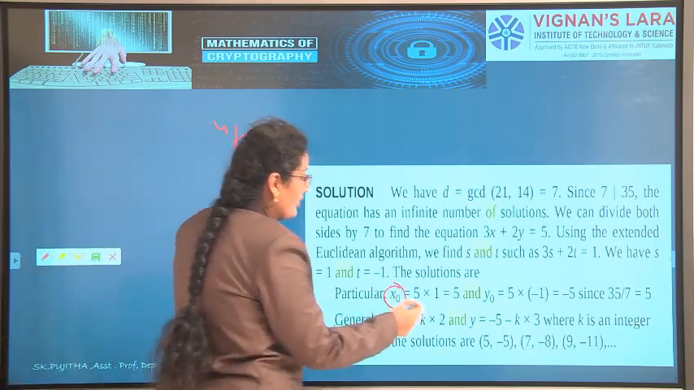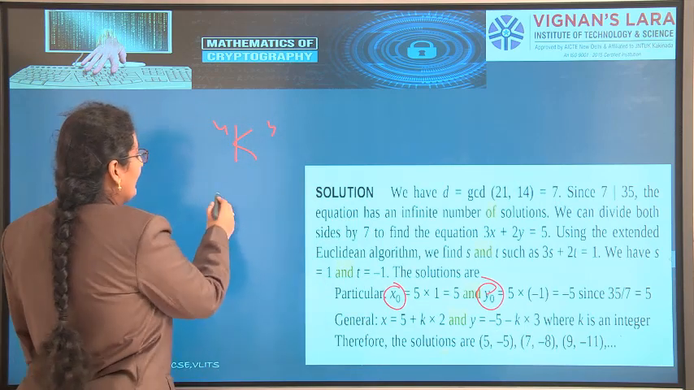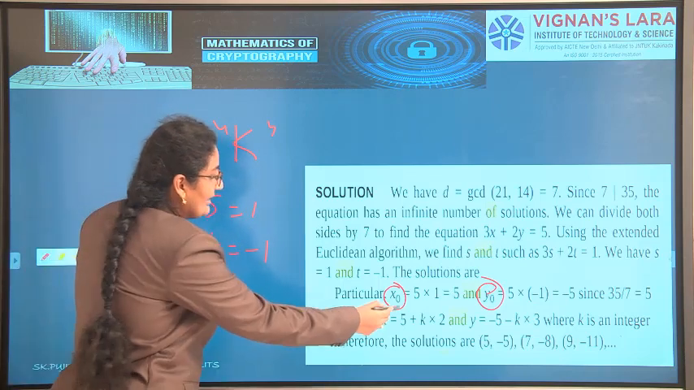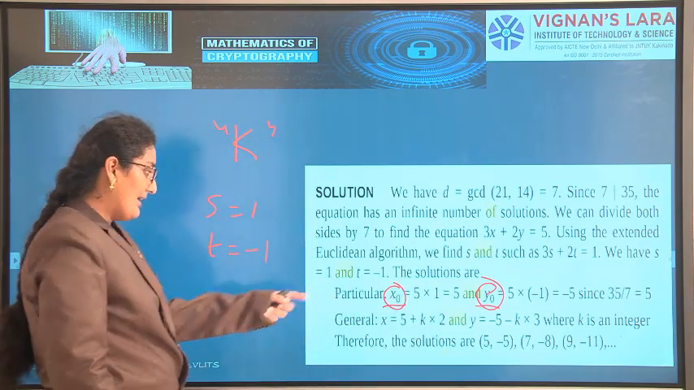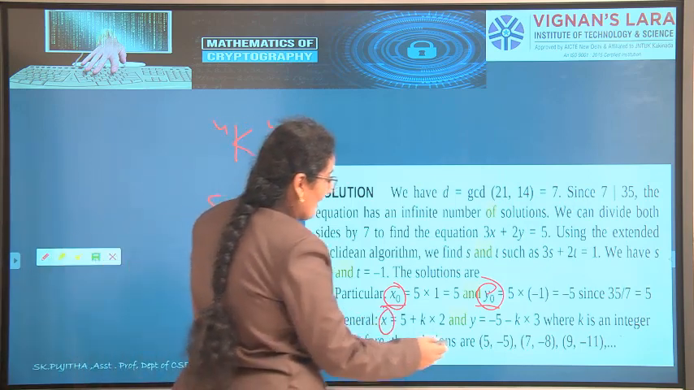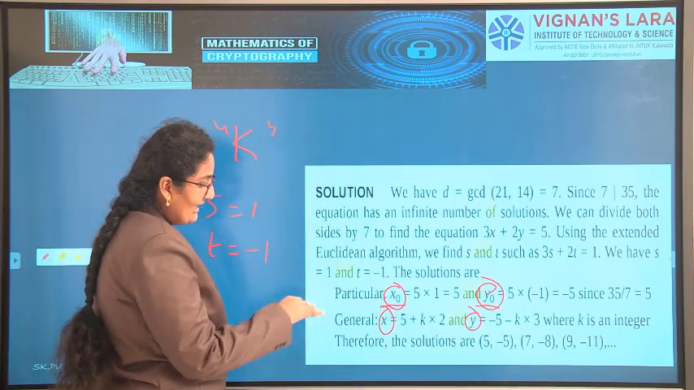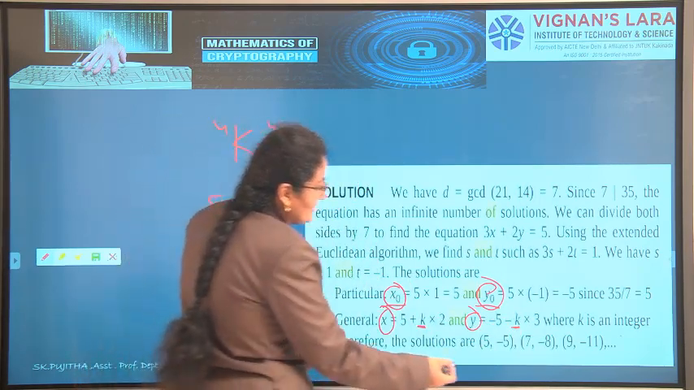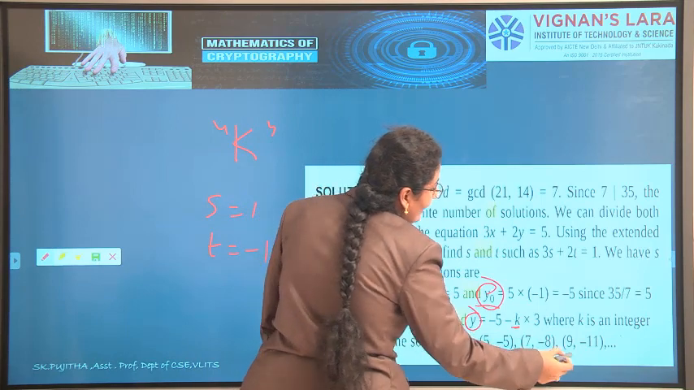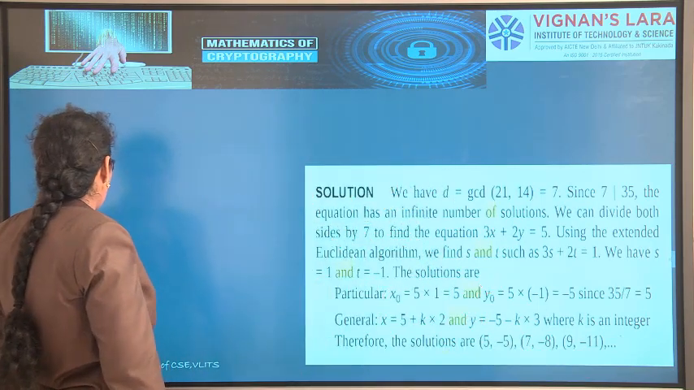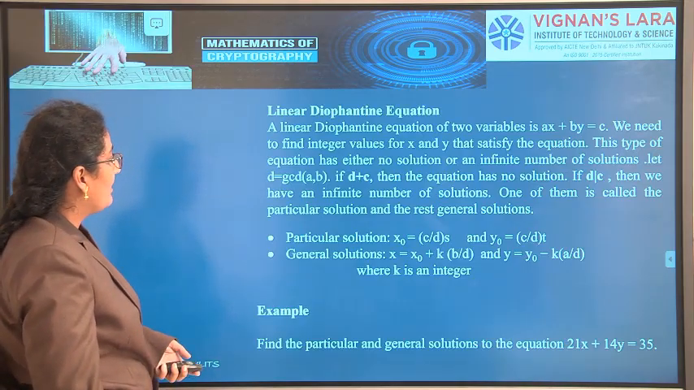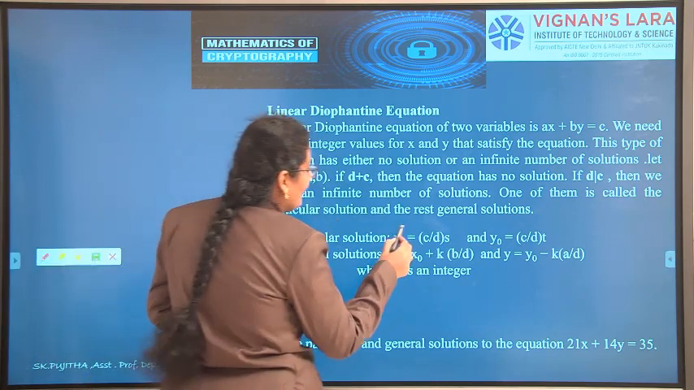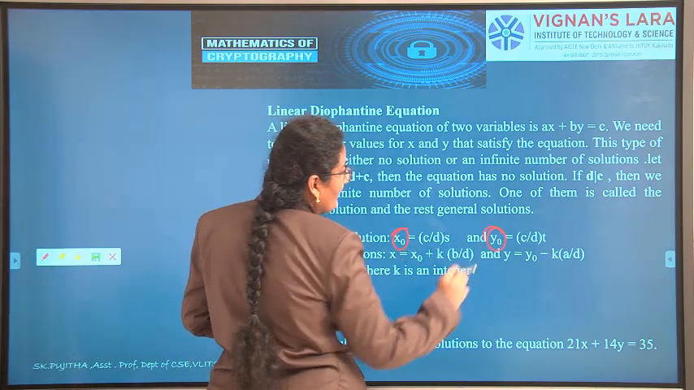So first we will obtain x naught and y naught values by taking s equal to 1 and t equal to minus 1. By using x naught and y naught values, we will calculate x value and y value. While calculating x value and y value, k is not a single value. So the x and y values can be 5 minus 5, 7 minus 8, 9 minus 11, anything. So see here, this is the formula for x. This is the formula for x naught. This is the formula for y naught.